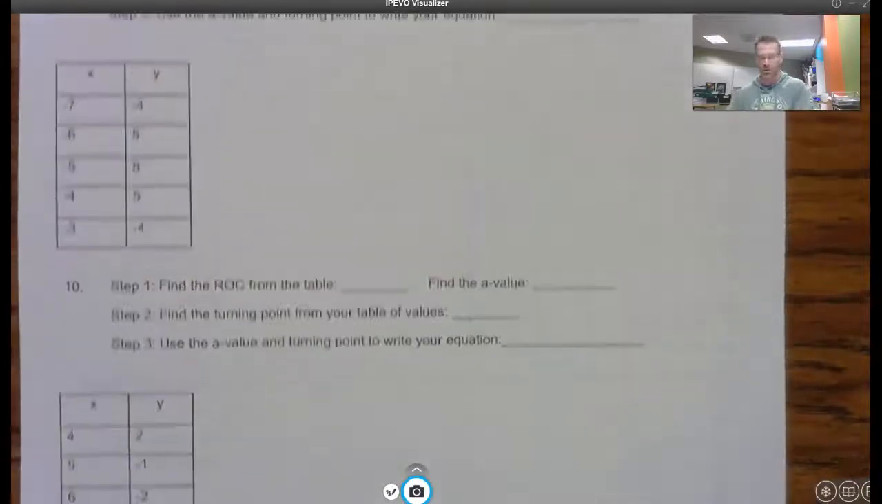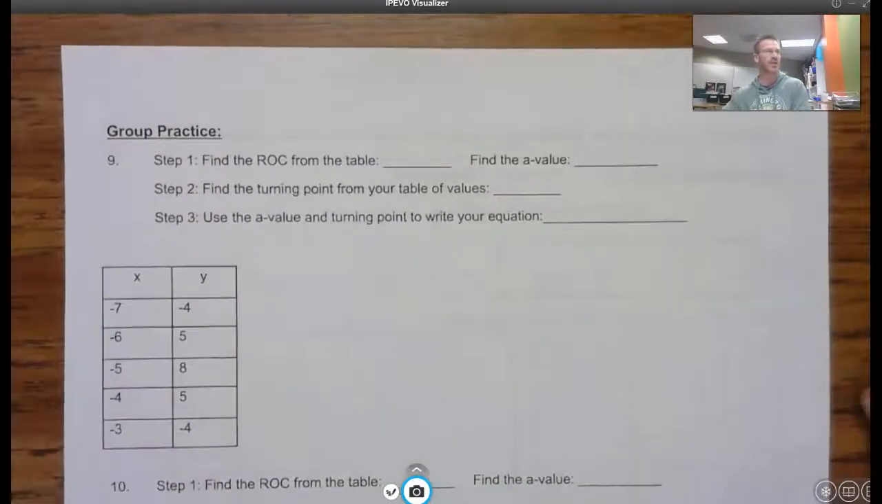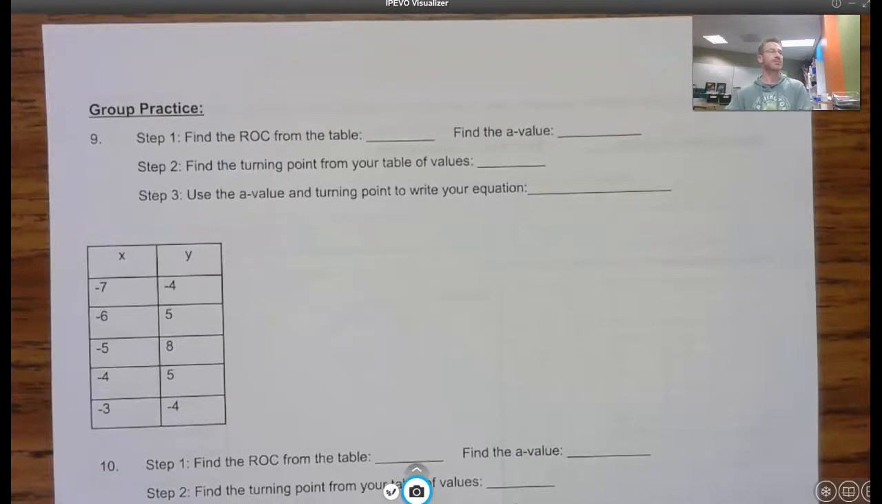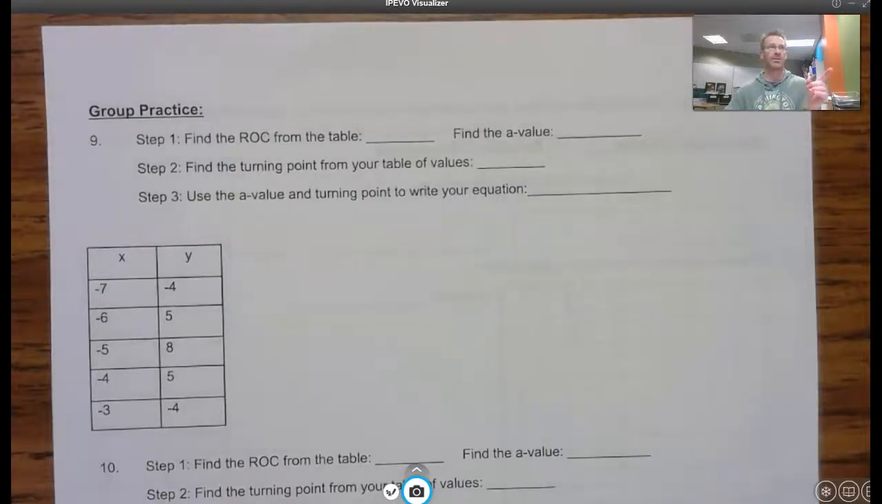Okay, so let's flip our page here, and let's go to our group practice. And just kind of like we did last time, we're going to do this in pieces and go back and forth. So what I want you to do is step 1 and step 2. Find the rate of change from the table, find your a value, identify your turning point, flip the video back on, and we'll see how you did with that part. All right, did you really do it, or are you just waiting on me? No, really, pause the video. All right, do it.